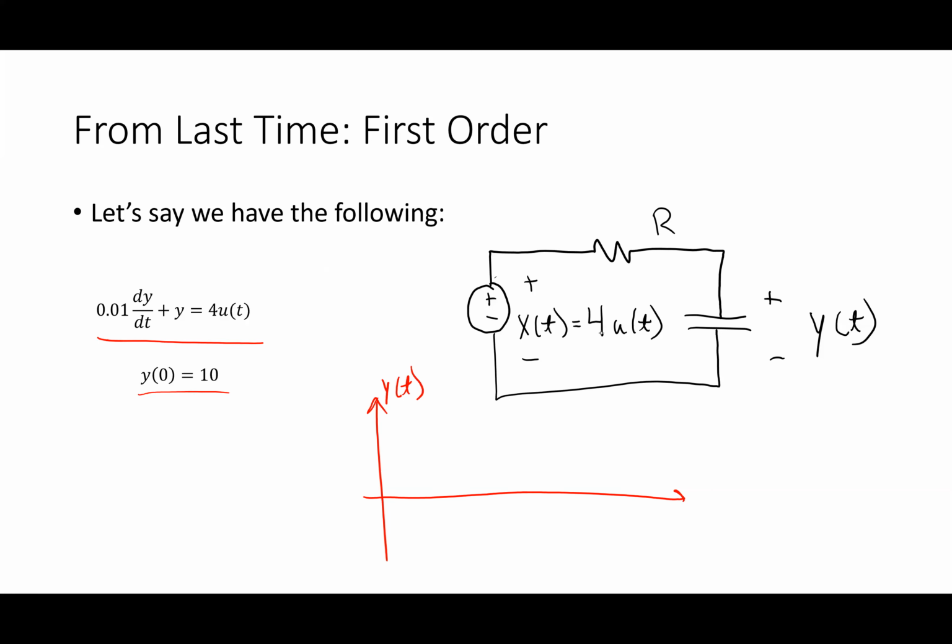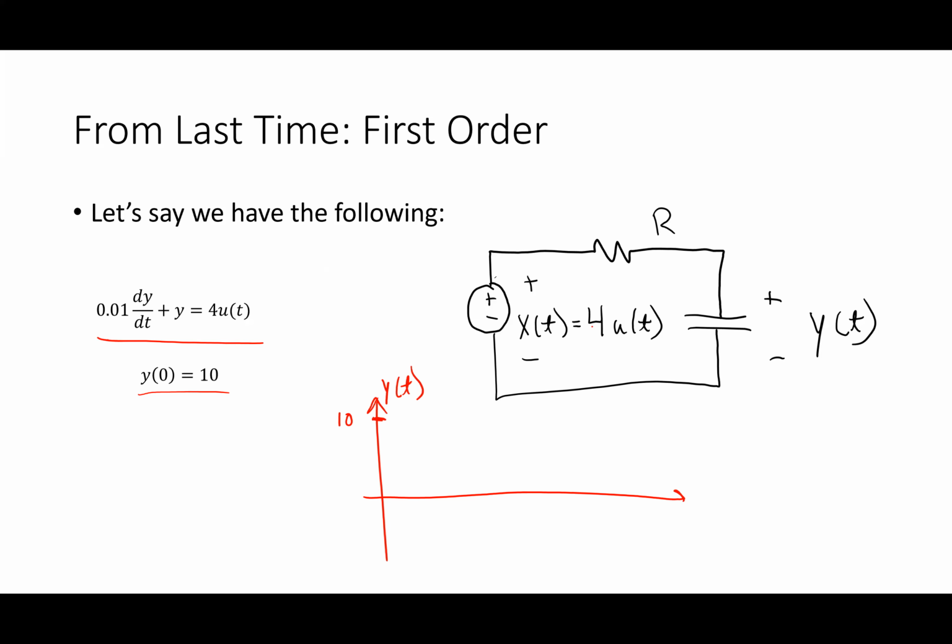So in this case, my input is 4u of t. So it's like there's a switch closing. So wouldn't we start at 0? Nope. What have I told you the initial condition is here? 10. My initial condition is 10. Okay. So I'm going to start at 10, and eventually, what's going to happen in steady state? It's going to reach 0, isn't it? Almost right, Nathan. What's the final value?